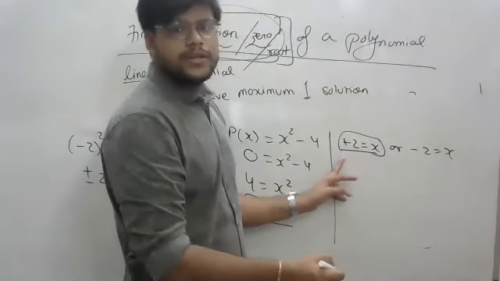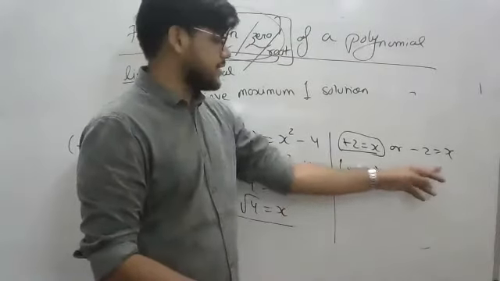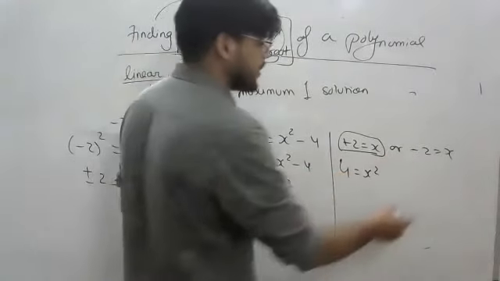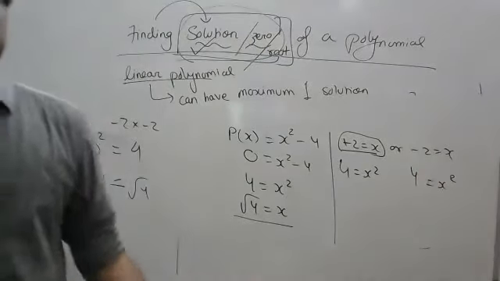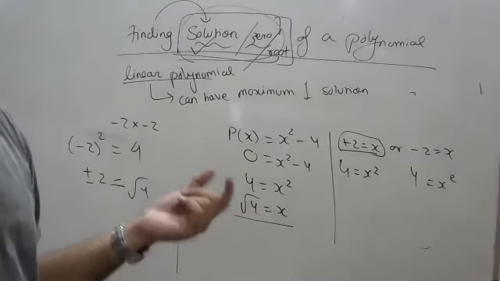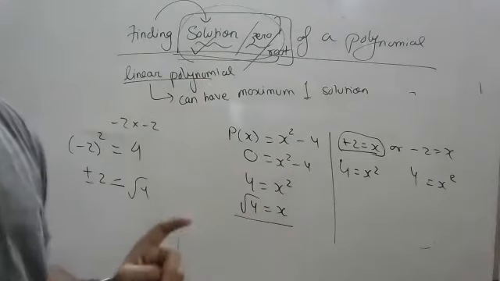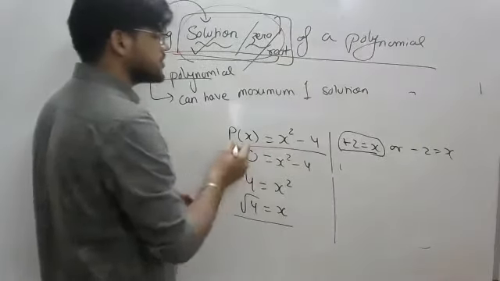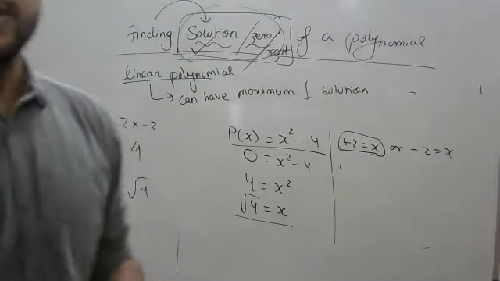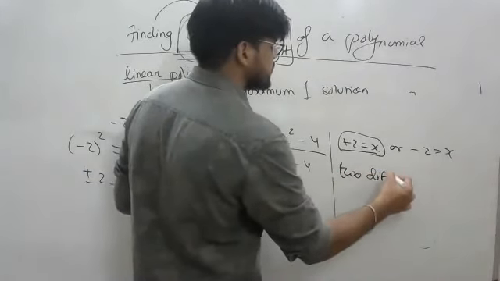Because the square of 2 is 4, and if I apply the square on the second one, minus 2, the square will also be 4. Please understand, whenever you are finding the square root of a number, you have to consider both the signs, positive 2 and negative 2. So how many different values am I having? How many solutions am I having here? Two. I have two different solutions.